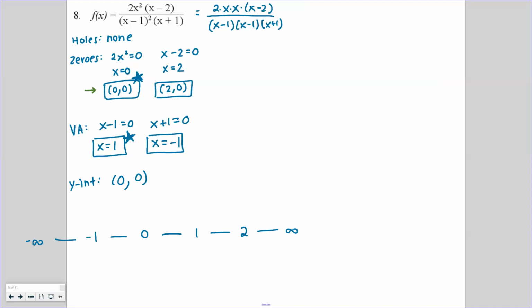And before I start filling in the signs of our function on each of these intervals, I'm just going to go back to the critical points that I starred, and I'm going to put a little star in the sign chart next to those as well. So there was a star next to 0, and there was a star next to that vertical asymptote, x is equal to 1. Those came from the factors that were being squared.